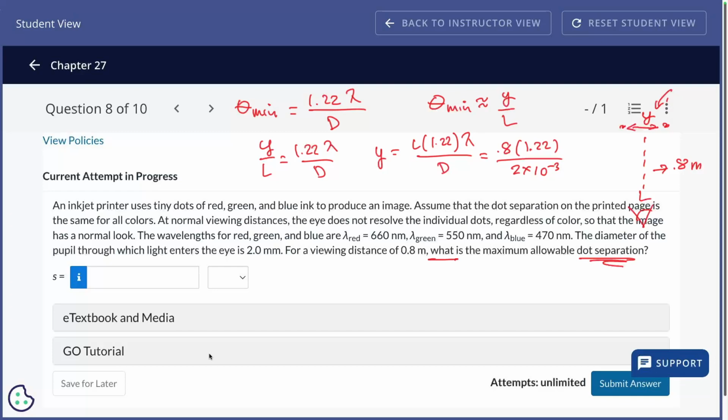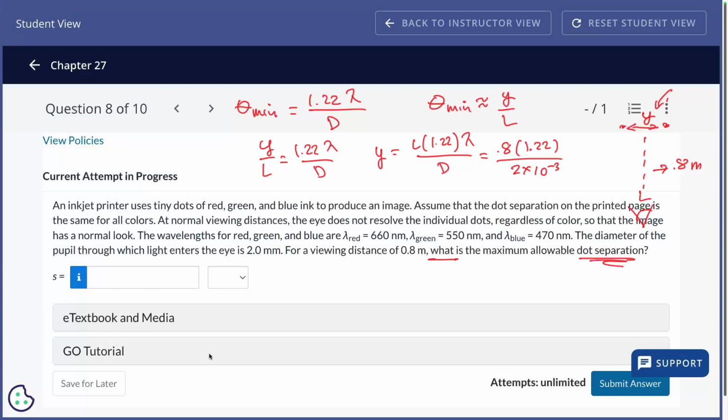If I use red, oh, this is a little bit tricky. So, if I calculated this for the red, I would get a big y, right? If I calculated for the blue, I would get a small y, wouldn't I? That's just putting in the numbers, right? But we want to be able to see all the colors as a smooth image. So the biggest allowable distance would be the shortest y.